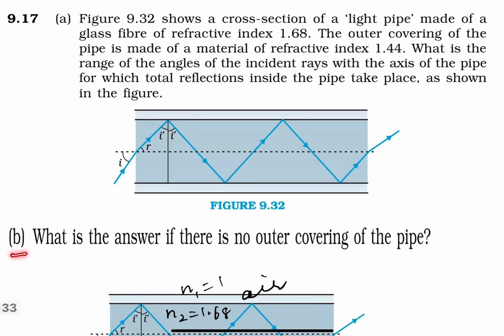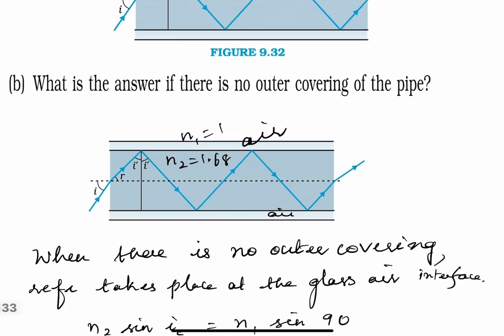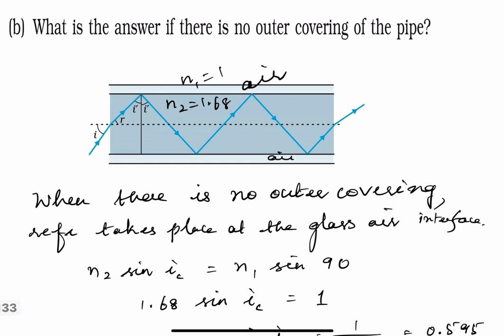part here. This A part is just discussed in a separate question, and for that we found the answers to be I ranges from 0 to 60 degree. When the angle of incidence is this, there will be total internal reflection. Now what is asked is, what is the answer if there is no outer covering of the pipe?